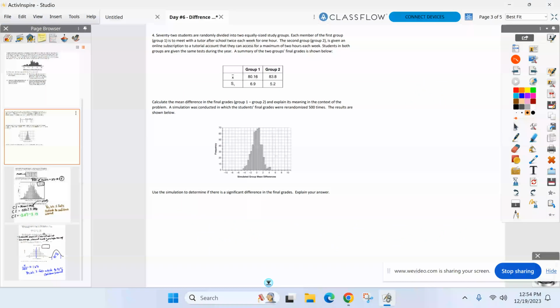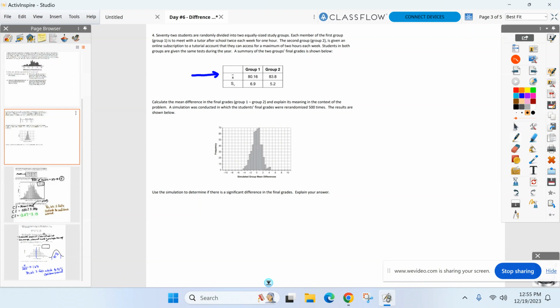Okay, so you guys see group 1 is the tutoring, group 2 is the online tutoring. Okay, group 1's the human tutoring, I guess, and then group 2 is the online tutoring. And here's what they ended up with for test scores for the mean. The tutoring people got 80.16, the online group got 83.8. So again, we're going to ask at the end, is there significant difference between the grades, aka did group 2 score higher because they had the subscription versus the human tutoring?